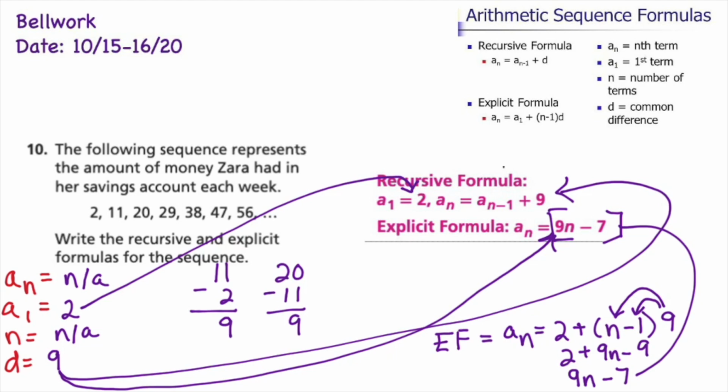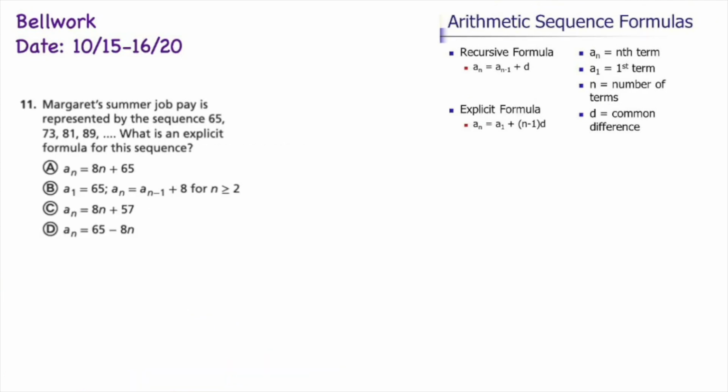All right, let's go on to number 11. Margaret's summer job pay is represented by the sequence 65, 73, 81, and 89. What is the explicit formula for the sequence? Again, I gave you the little chart over here on the right-hand side. The explicit formula is the second one down.